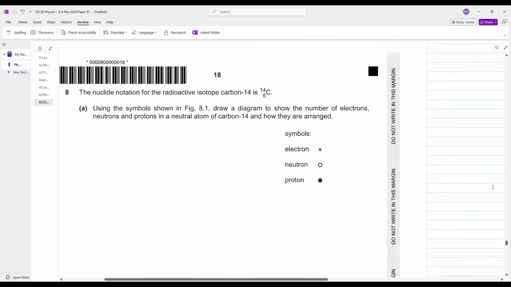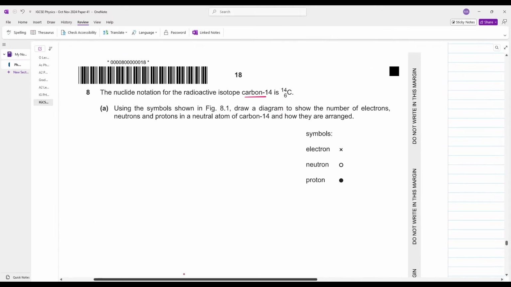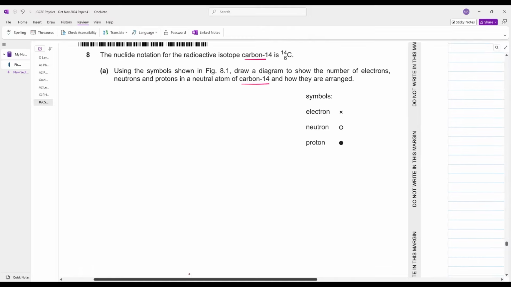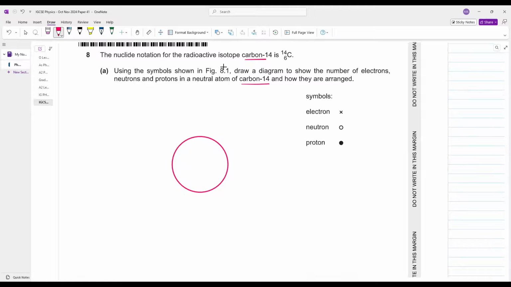आगे बढ़ते हैं बेटा. The nuclear notation for a radioactive isotope carbon 14 is this: 14 6 carbon. Use the symbol shown in figure 8.1 to draw a diagram to show the number of electrons, neutrons, and protons in a neutral atom of carbon 14 and state how they are arranged. First of all, neutrons and protons बना लेते. Neutrons and protons both are in the nucleus. How many protons do we have? 6. Let's make 6 colorful dots.